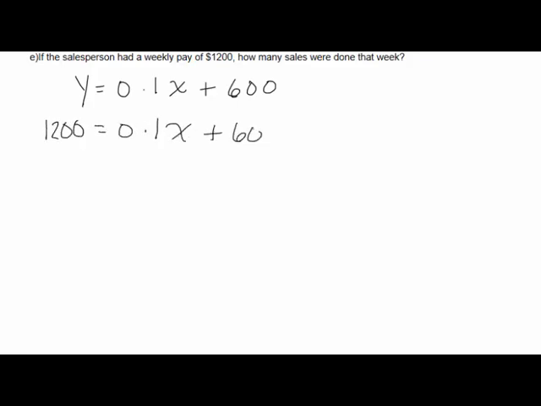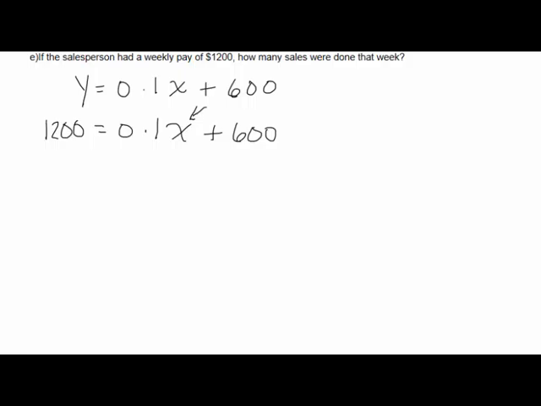So our final part of this question is part E. If the salesperson had a weekly pay of $1,200, how many sales were done that week? So let's write out our formula. We know it is y equals 0.1x plus 600. Their weekly pay was $1,200, so we can plug that in for y. And they're asking us to find our value of x, because x represents how many sales were done that week.